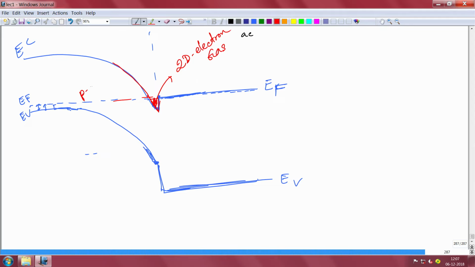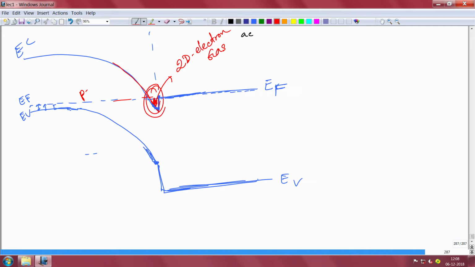This is a p-type semiconductor because this is the Fermi level here. Instead, in the p-type semiconductor at the interface, you are getting a very high density of electron gas. It's inverting actually. So there are different kinds of heterostructures you can form depending on the band diagram, the band alignment, the electron affinity, and the band gap.